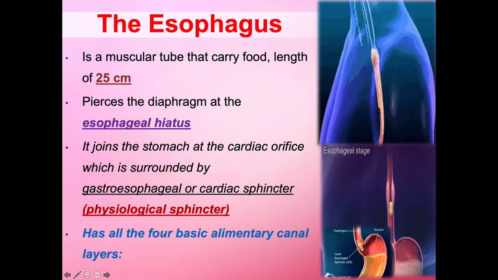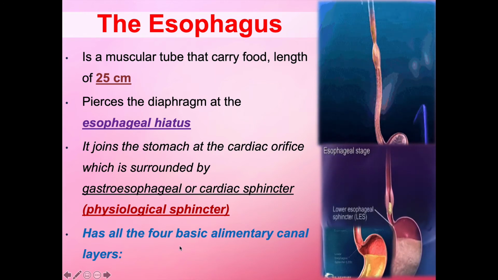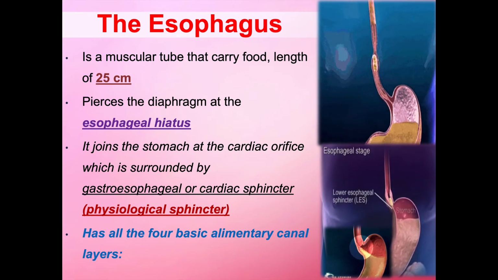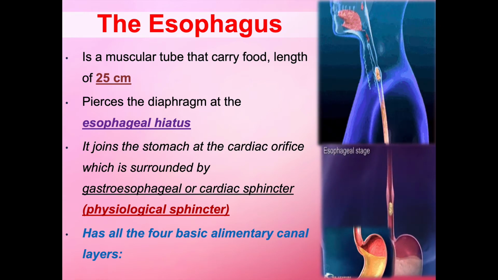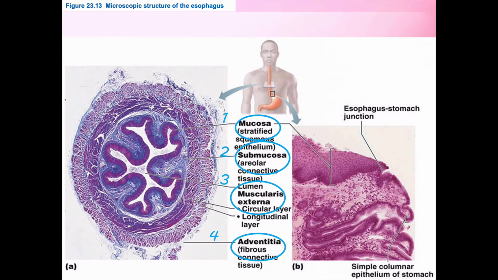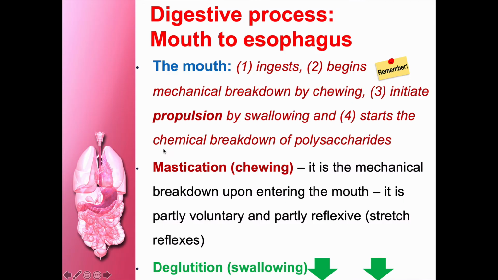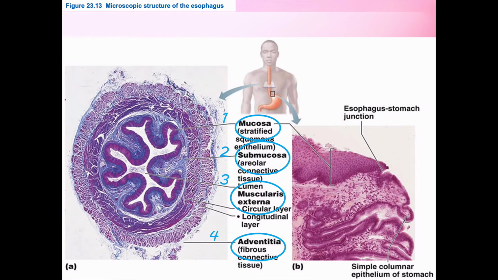It has all four basic alimentary canal layers: the outer adventitia layer, the middle muscular layer, and the inner mucous layer. This is the cross section of the esophagus: outer adventitia, then the submucous layer, and the muscular layer. The epithelium is stratified columnar epithelium in the lower end of the esophagus, whereas in the upper end it is stratified squamous epithelium. I will show the esophagus here.